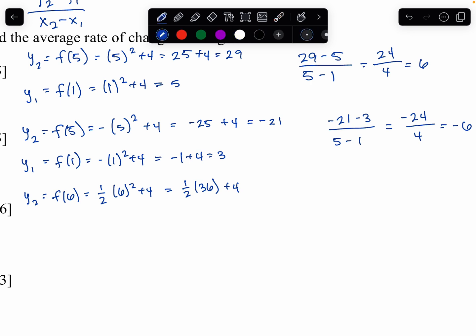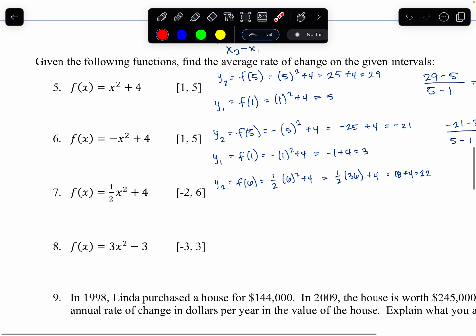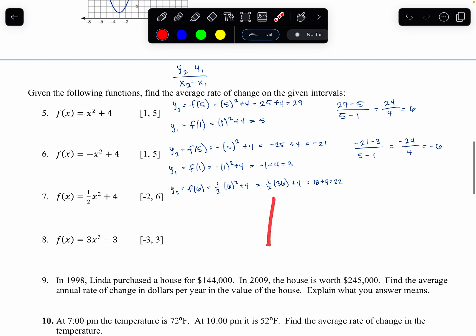So that's going to be 18 plus 4. So 18 plus 4, that's going to be equal to 22. Okay, so that's y2. Now to find y1, you'll plug in -2 right here. And the negative is going to be included when you square it. So when you square it, it's going to be positive 4. Okay, and I'll let you guys finish out the rest of those.